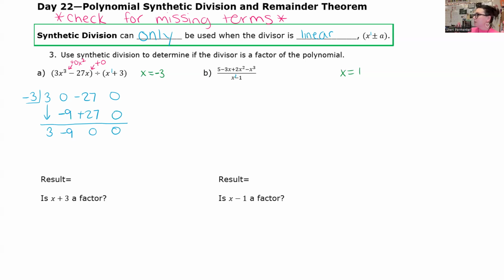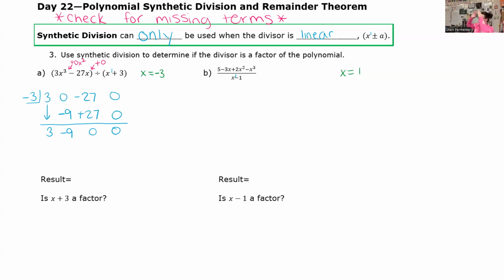That's it. That's how we do it. So I'll give you a minute so you can fill this out, and then I'll tell you what we do with it for our answer. How did we get positive 27? I did -9 times -3 gives me positive 27.